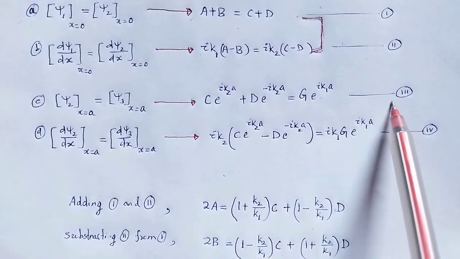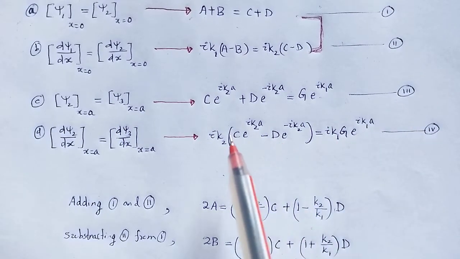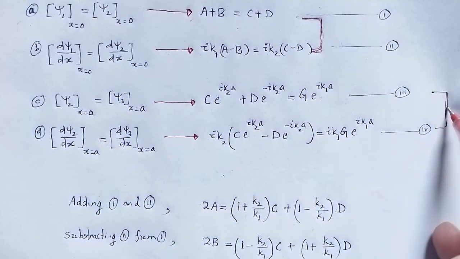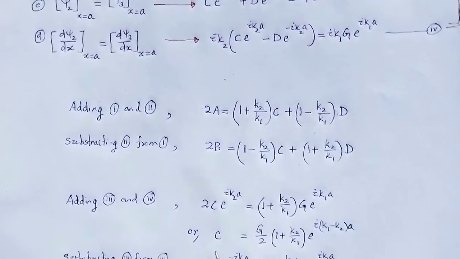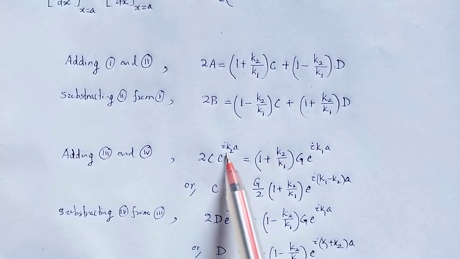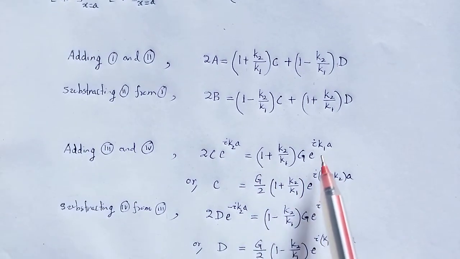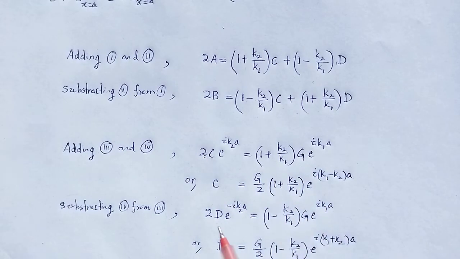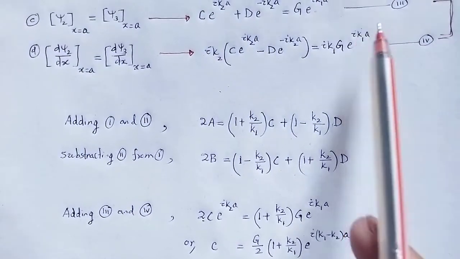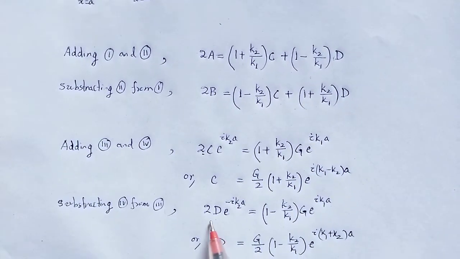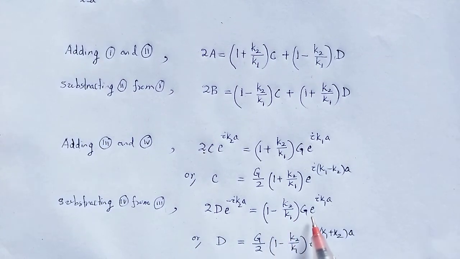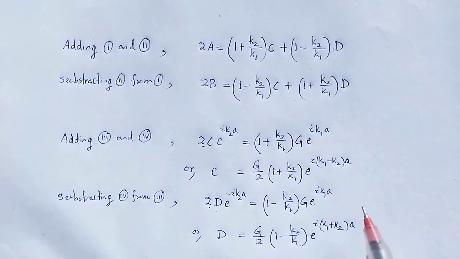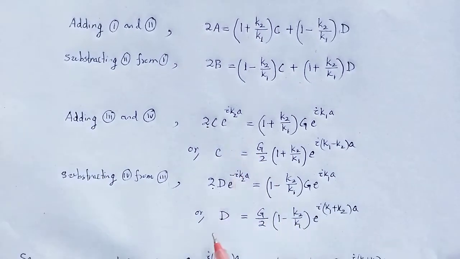Again, equation 3 and equation 4, we get when we add these two and subtract one from the other. Adding equation 3 and equation 4, we get 2c e to the power i k2a is equal to 1 plus k2 by k1 of g e to the power i k1a. Therefore, c will be this much, just 2 is divided here. Then subtracting equation 4 from equation 3, 2d is equal to 1 minus k2 by k1 of g times that much. Therefore, d is equal to that, 2 is divided here. So you get c and d.